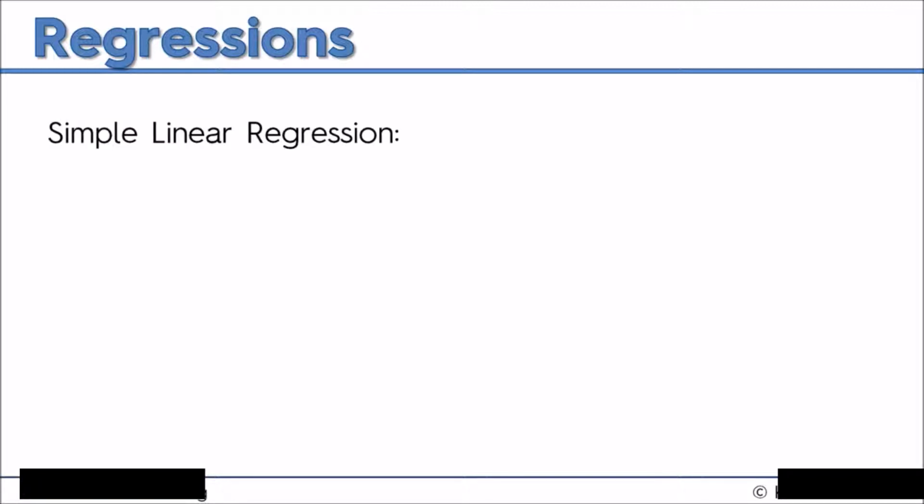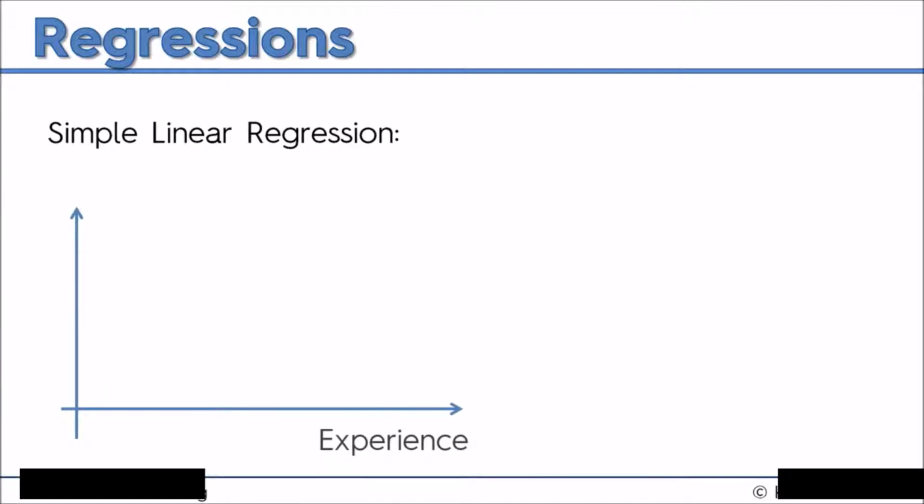So now let's look at this regression. It's the easiest one to discuss. Here we've got the y and x axis. Let's look at it as experience being our horizontal axis and salary the vertical one. We want to understand how salary depends on experience.